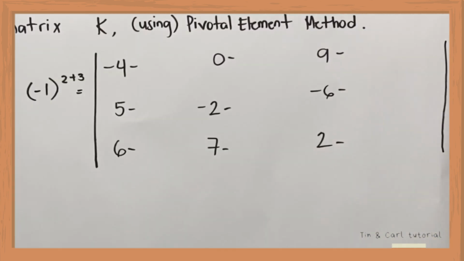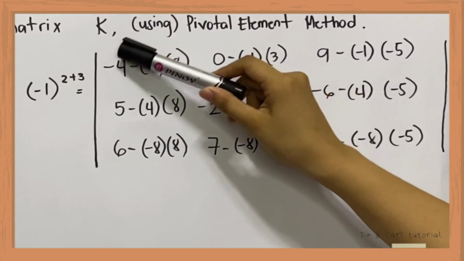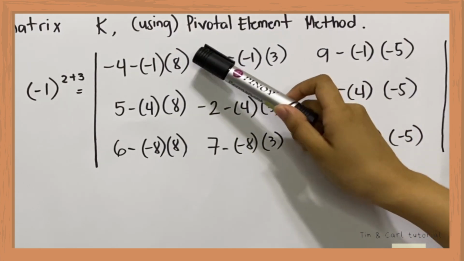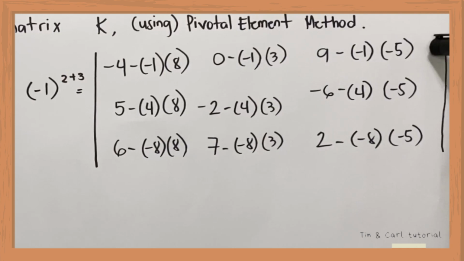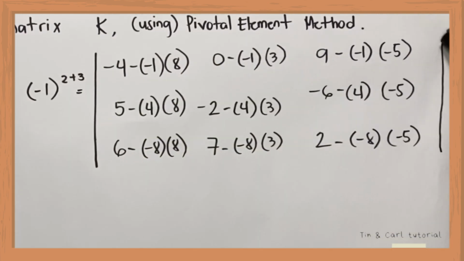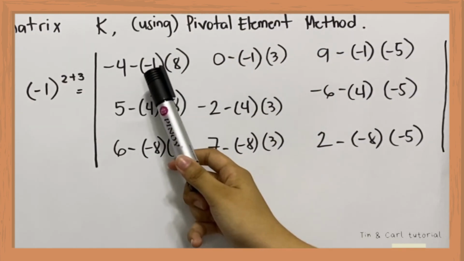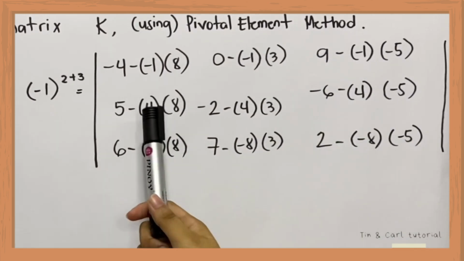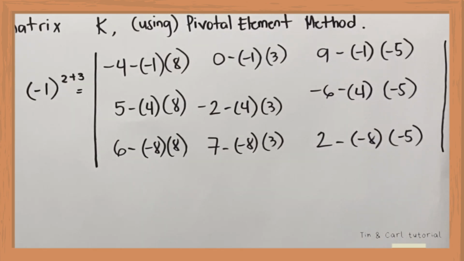So, we can notice here that a pattern has formed. From the first column, they have the same row, which is 8, 8, and 8. The second is 3, 3, 3, and the third is negative 5, negative 5, negative 5. If we base it on the row, we can see that they have the same column: negative 1, negative 1, and negative 1. The second is 4, 4, and 4. And this is negative 8, negative 8, and negative 8.